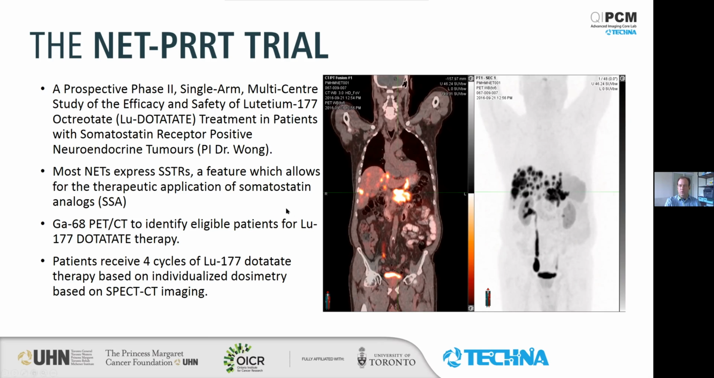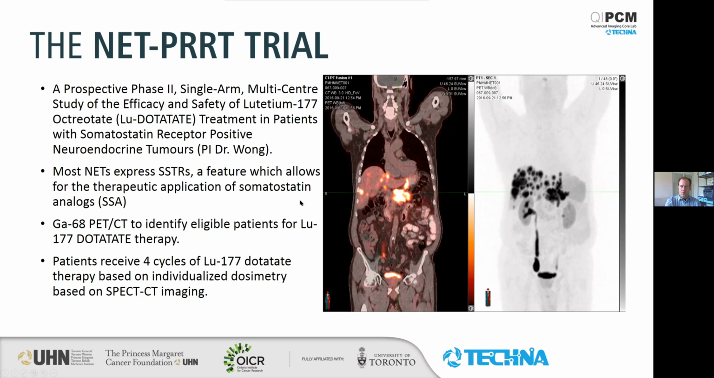Lutetium dotatate, or LuDOTA, is a theranostic agent which binds the cell surface somatostatin receptors to provide treatment via radiation. Prior to being enrolled, each patient will receive a gallium-68 dotatate scan, as you can see here on the left, which must be reviewed by a tumor board to determine eligibility based on the presence of somatostatin analogs.